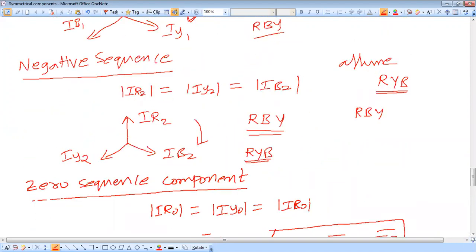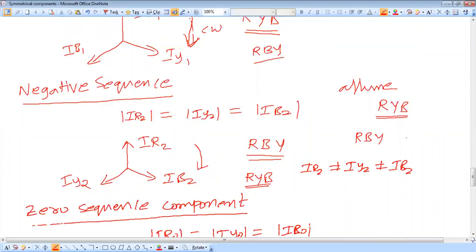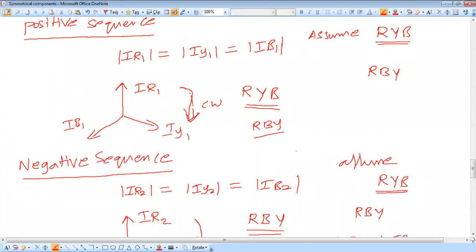In this case, negative sequence, the magnitude is only equal but not the vector. That is, the vector IR2 is not equal to IY2, is not equal to IB2. Similarly, for the positive sequence component also, the vector IR1 is not equal to the vector IY1, is not equal to the vector IB1. Only the magnitudes are equal but not the vectors.